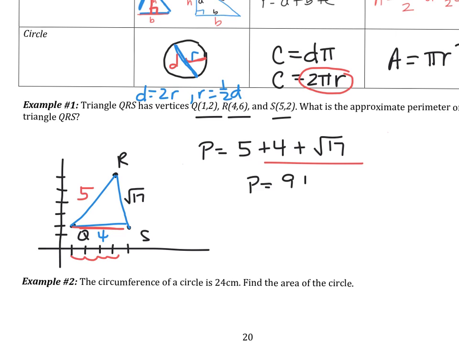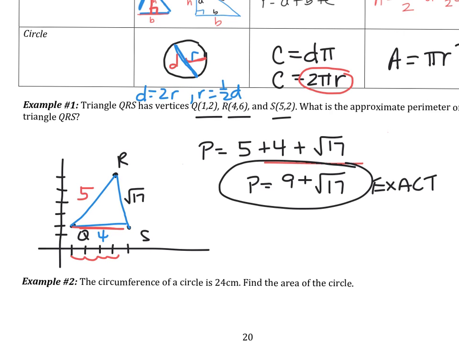So it should be 9 plus the square root of 17. Okay? So this should be a plus and then square root 17. All right. This is known as an exact answer, and the reason is we did not use our calculator. We did not approximate or round the square root of 17.